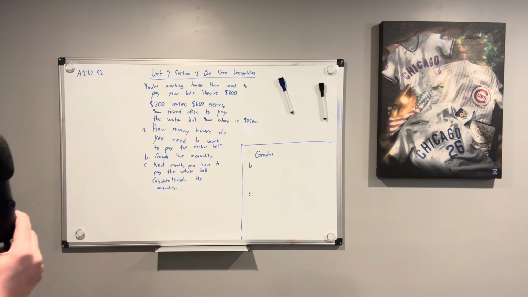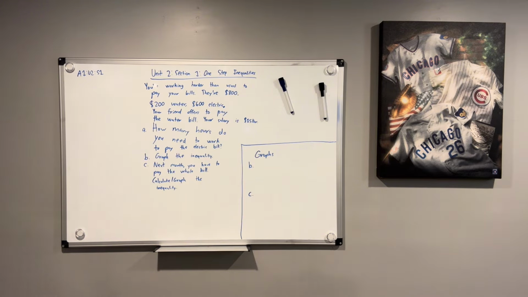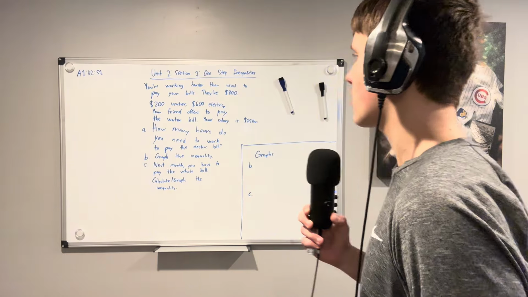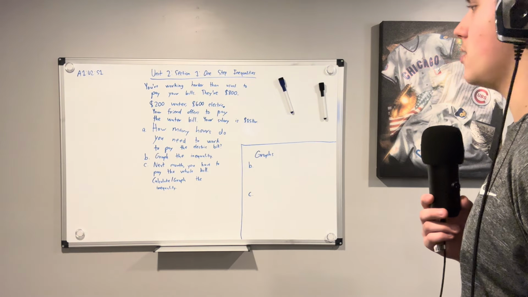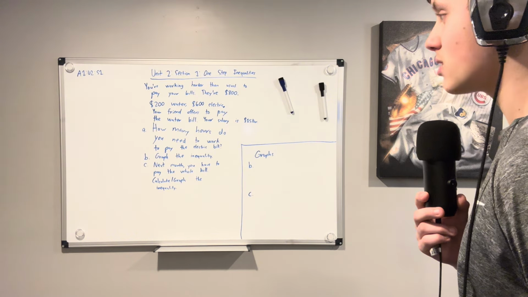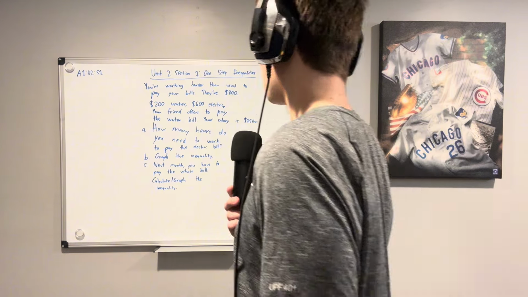Okay, so we have a real world problem. You're working harder than usual to pay your bills. They're $800. Oh no! Okay. $200 water, $600 electric. Your friend offers to pay the water bill, and your salary is minimum wage, in Illinois, $15 an hour. How many hours do you need to work to pay the electric bill?